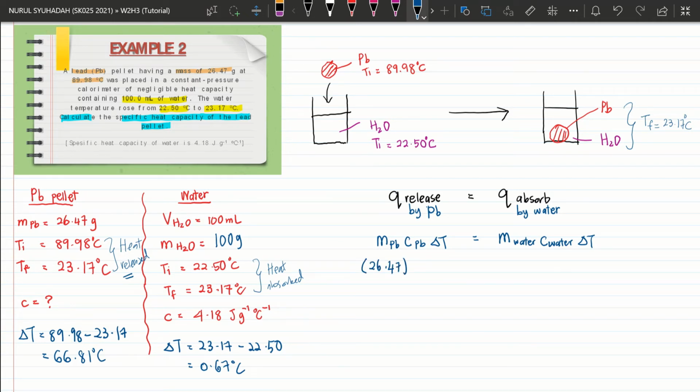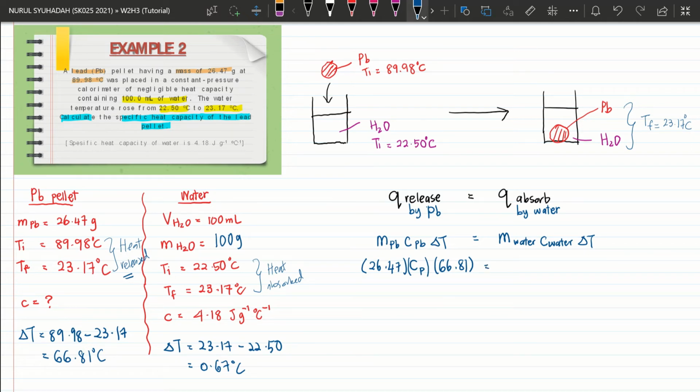So the mass of PB we already have, 26.47. Okay, so specific heat capacity of PB, that we want to find. And then the delta T for PB is 66.81. By writing down the equation very clearly like this, it will help you to avoid making the mistake of putting the incorrect information, because here you have two different delta T, different temperature and also mass. So to avoid confusion, make sure to clearly show everything.